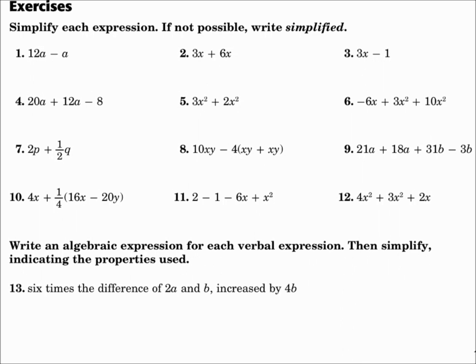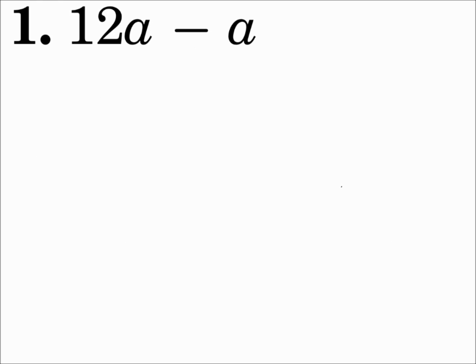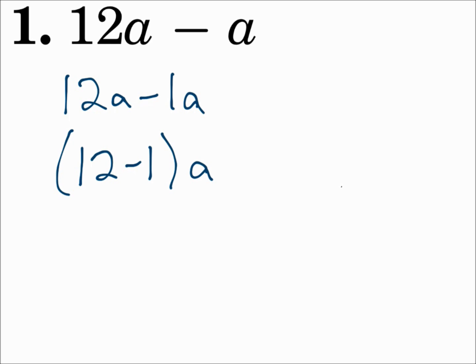Simplify each expression. If not possible, write simplified. Number 1, 12a minus a. Well, remember, a is really 1a. These are both like terms, so there are 12 of them minus 1 of them, giving you 12 minus 1 of the a's, for a grand total of 11 a's. Take the coefficients, put them in parentheses, and then do the arithmetic to get the final value.